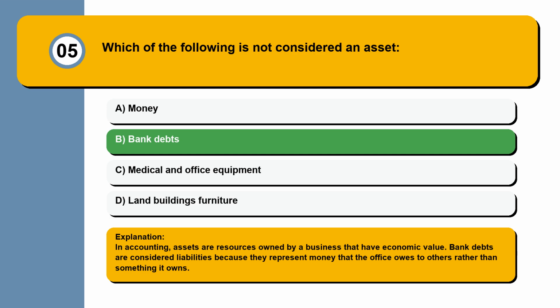Explanation. In accounting, assets are resources owned by a business that have economic value. Bank debts are considered liabilities because they represent money that the office owes to others rather than something it owns.